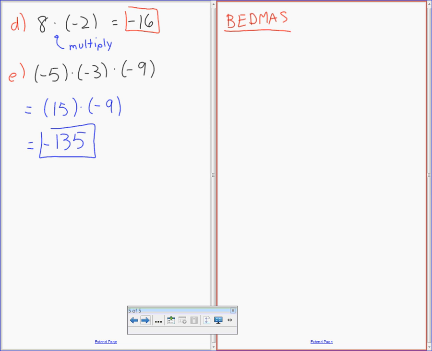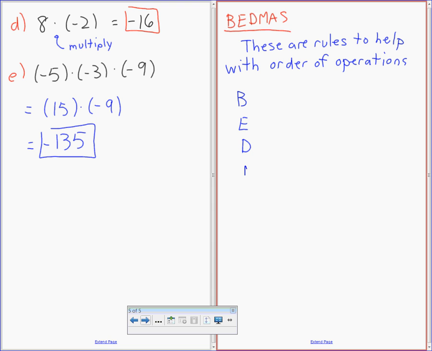So all I'm going to say is these are rules to help with order of operations. All right, Megan, can you be brave, please, and recite what BEDMAS actually stands for?